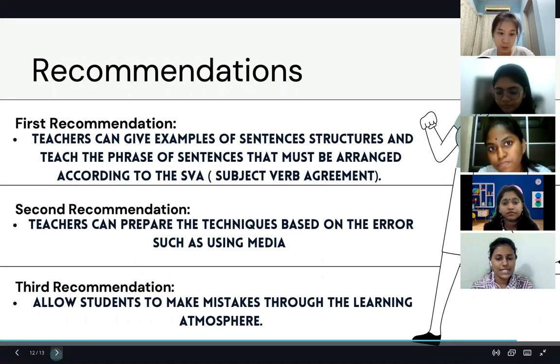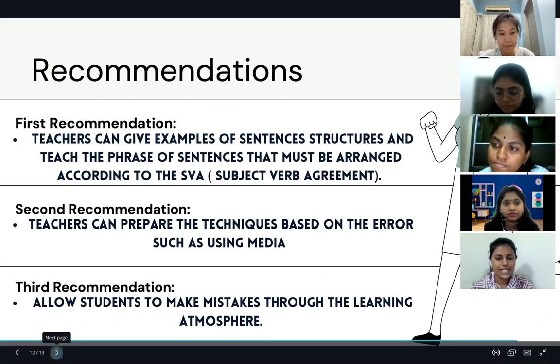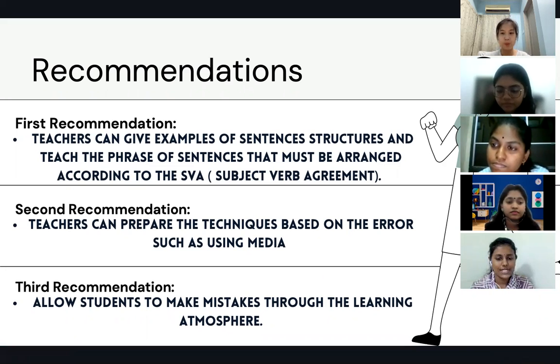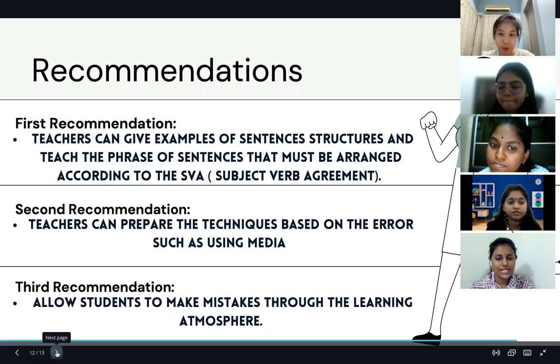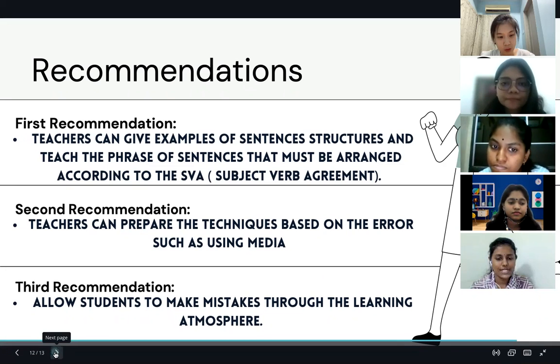Third recommendation is to make mistakes through the learning atmosphere. Teachers have to build opportunities in a learning environment where students do not feel ashamed of their mistakes. In this way, students do not easily give up on their improvement to get the correct solution. That's all from me. I will pass to the last presenter, Sukha.